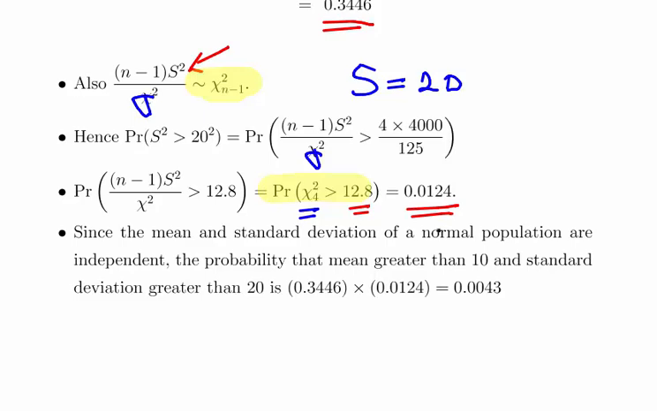These are independent events, so essentially what we have to do there is just multiply the probabilities of the two events. 0.3446 times 0.0124 gives us an answer of 0.0043. Okay, so that's it there.